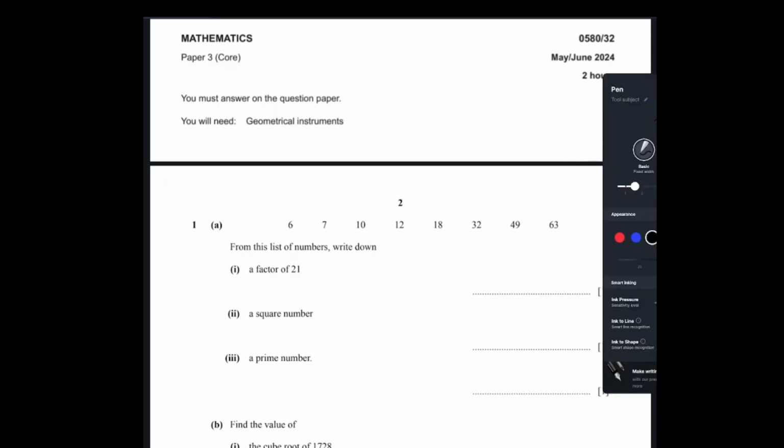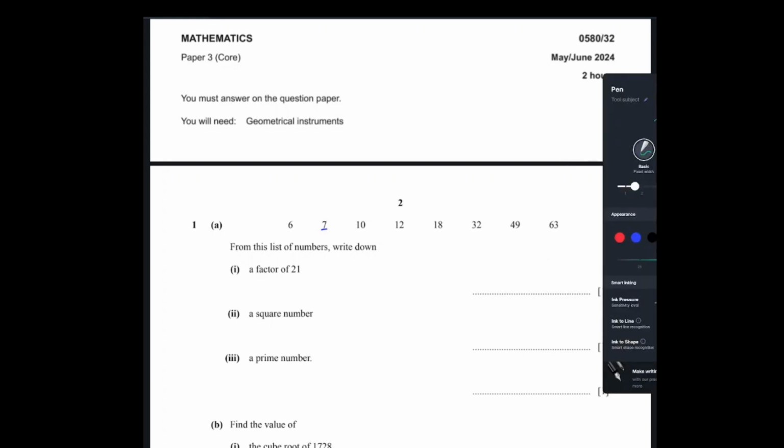Question number 1a. There are numbers given here: 6, 7, 10, 12, 18, 32, 49 and 63. From this list of numbers, write down a factor of 21. You need to understand the difference between factor and multiple. Factors are those numbers which, when divided into the given number, leave a remainder of 0. That means it is a divisor of it. So you have to check for divisors of 21 in these numbers. 3 into 7 is 21, so 7 is a factor and can be taken here. So the answer is 7.